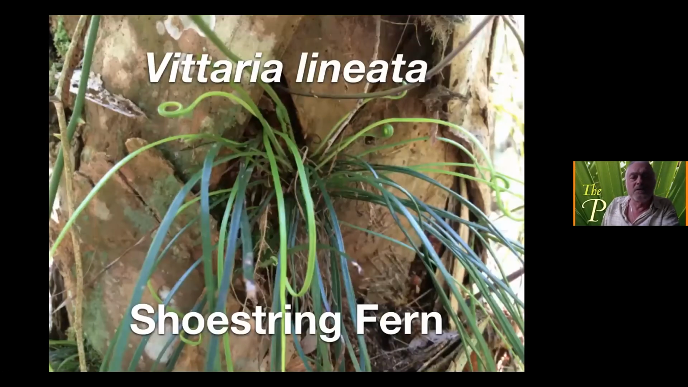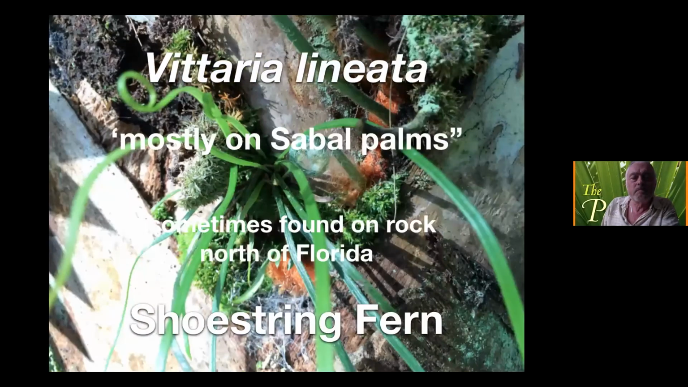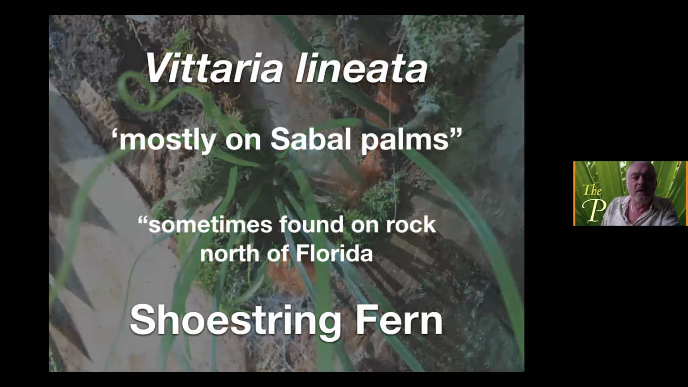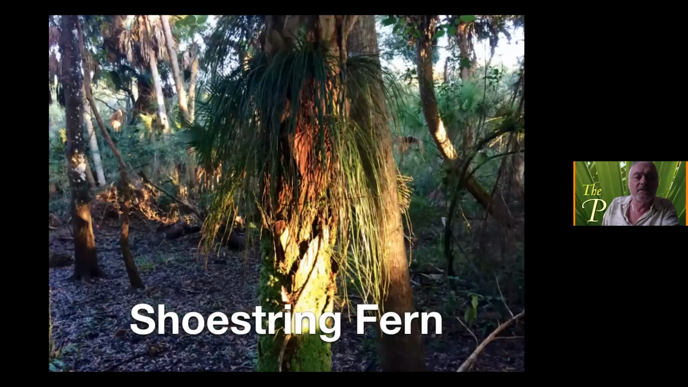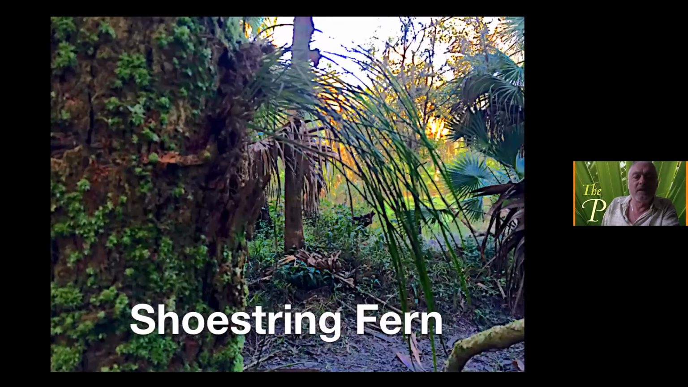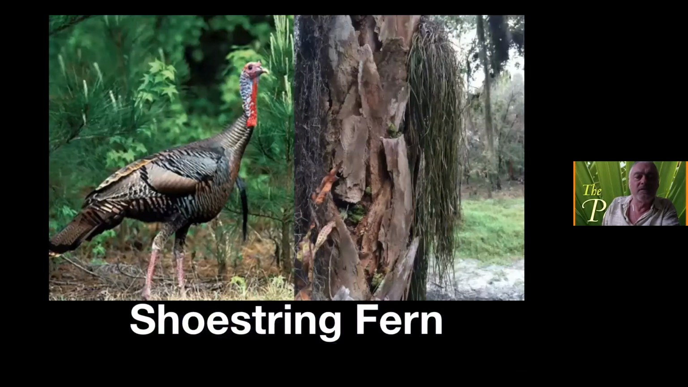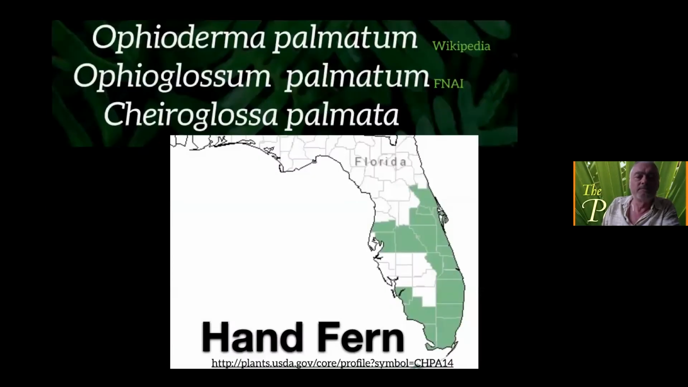And another one is the shoestring fern. And this is mostly on sabal palms as well. It can be found in other situations. It's pretty distinctive. It seems to like moister areas. To me, they remind me of the beard on a turkey gobbler, the way they hang down. And then finally, the rarest palm-dwelling native fern, I should say, in Florida is the hand fern.